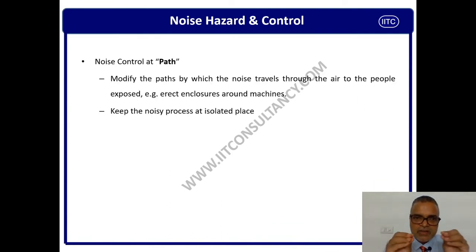Now, how to control the noise at the path? Modify the path by which the noise travels through the air to the people exposed. Erect an enclosure around the machine. Nowadays, guys, you know that there are DG sets. Earlier, DG sets were creating a lot of noise. Now DG sets are available in an acoustic enclosure. So it's quite a machine. You don't know what is happening inside it. So you need to put the control on the path. Keep the noisy process at an isolated location or far distance.